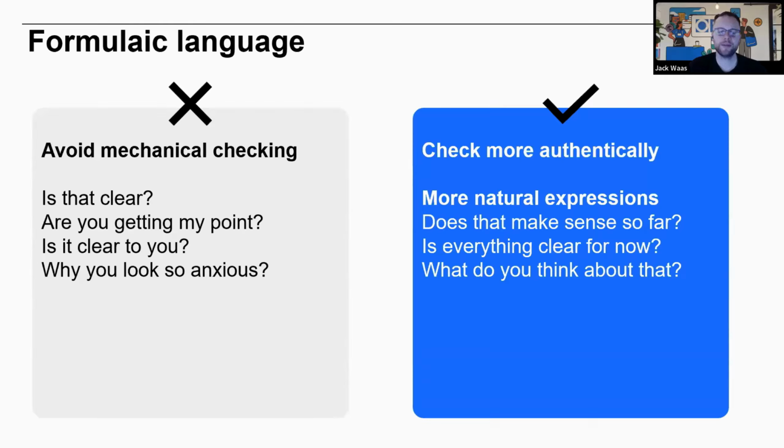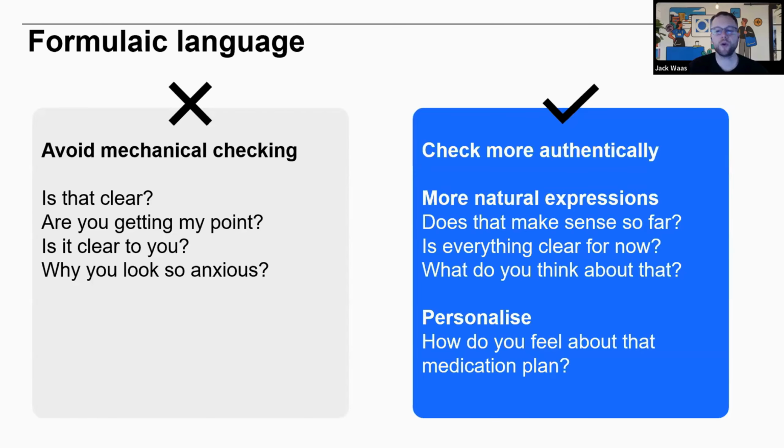Checking more authentically would be using things like, does that make sense so far? Is everything clear for you for now? What do you think about that? These are more authentic ways of checking. Or make it a little bit more personalized. How do you feel about that medication plan? So you're making it specific to exactly what you're talking about. Okay.